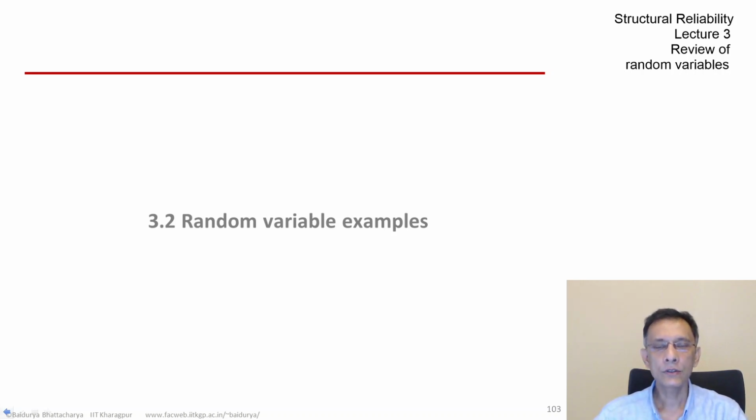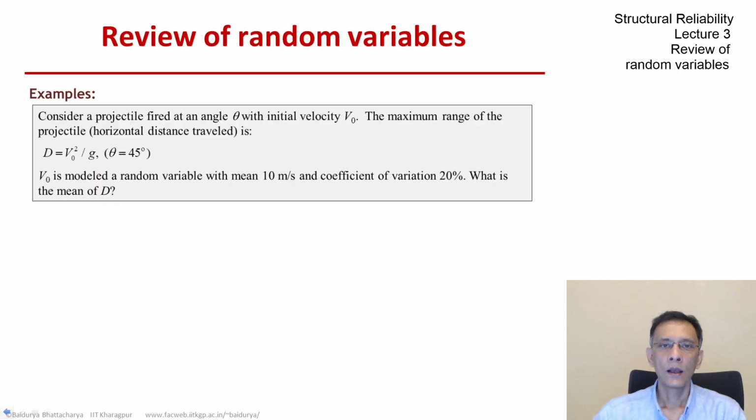After this basic introduction to random variables, let's take a look at a few examples. The first one involves what is known as change of variables. Let's take a minute to read it carefully.